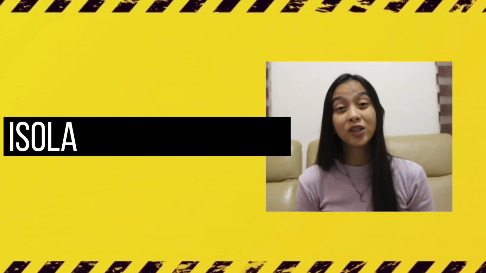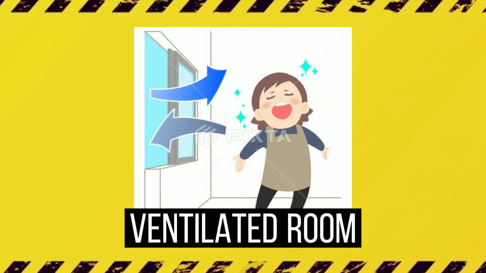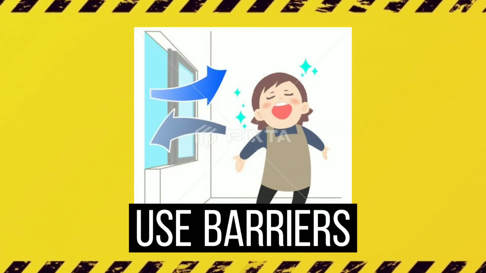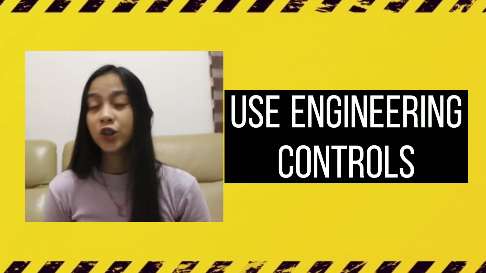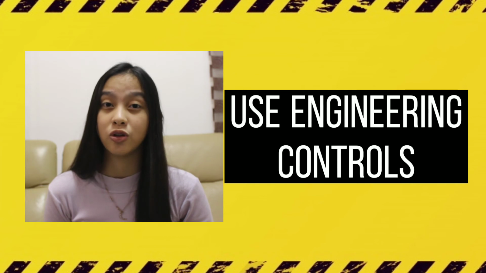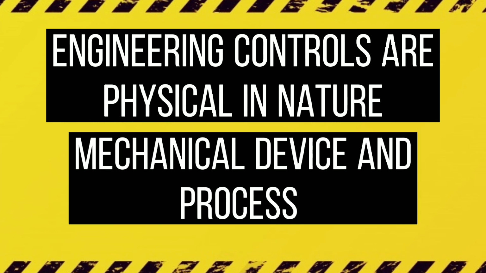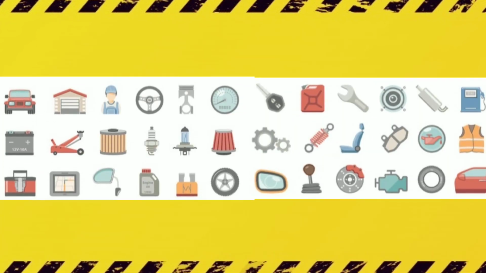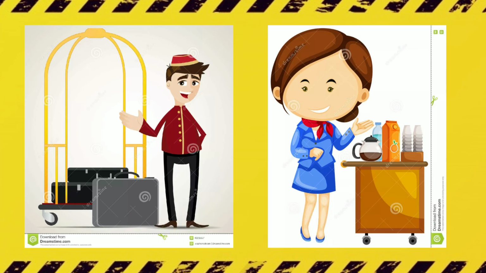Number 3 is to isolate the hazard. As much as possible, you must keep it away from the workplace. For example, use ventilated rooms, or install barriers to restrict access to hazardous work areas. Number 4, use engineering controls. Change work practice and organization. An engineering control is a control measure that is physical in nature, including a mechanical device or a process. For example, use machineries, or use a trolley for moving heavy loads.